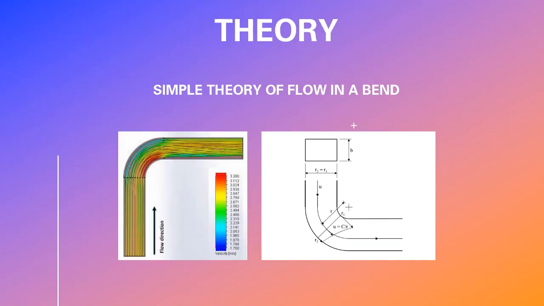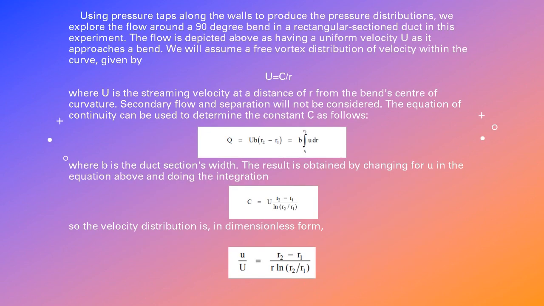Next, we will discuss the simple theory of flow in a bend. Using pressure taps along the walls to produce the pressure distributions, we explore the flow around a 90-degree bend in a rectangular section duct in this experiment. The flow is depicted above as having a uniform velocity u as it approaches a bend. We will assume a free vortex distribution of velocity within the curve, given by u equals c over r, where u is the streaming velocity at a distance of r from the bend center of curvature.